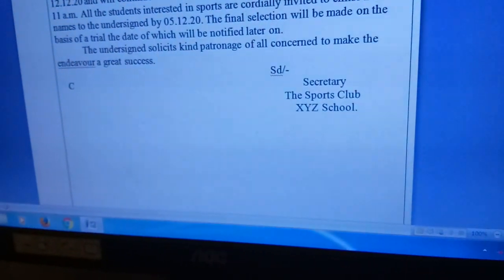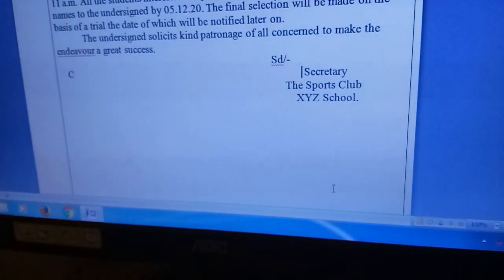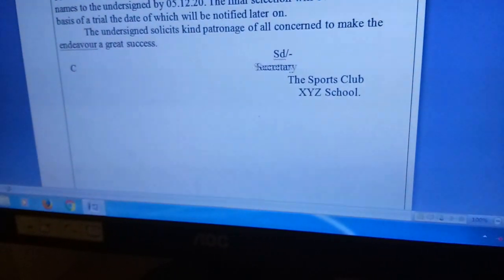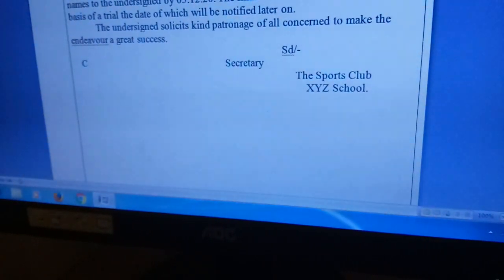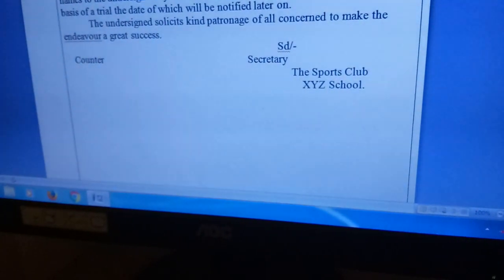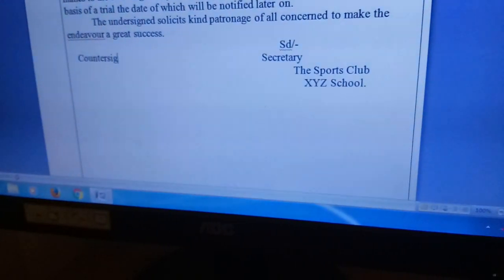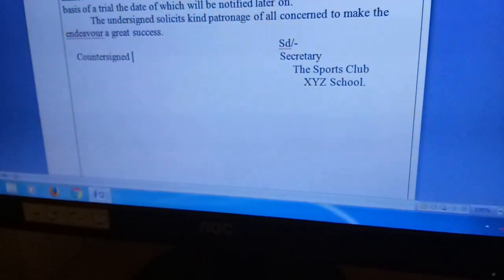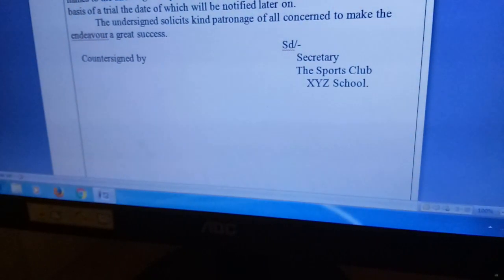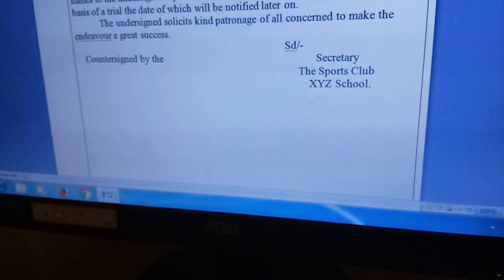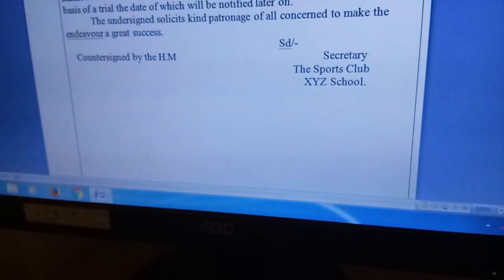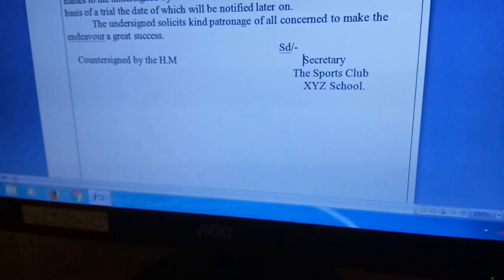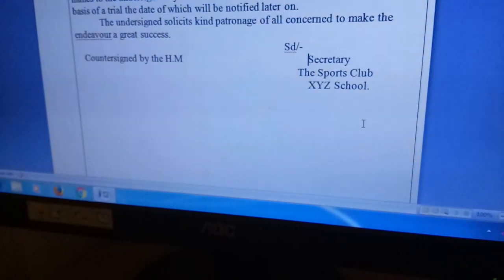Now, parallelly here, you have to write countersigned. Oh, that is a problem here. Okay, we shall make it okay afterwards. Countersigned by the HM. To write HM is safe because it denotes both headmistress and headmaster.